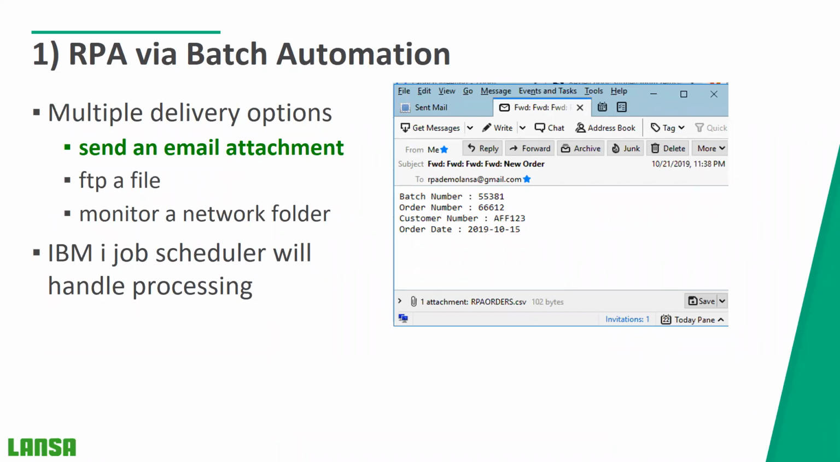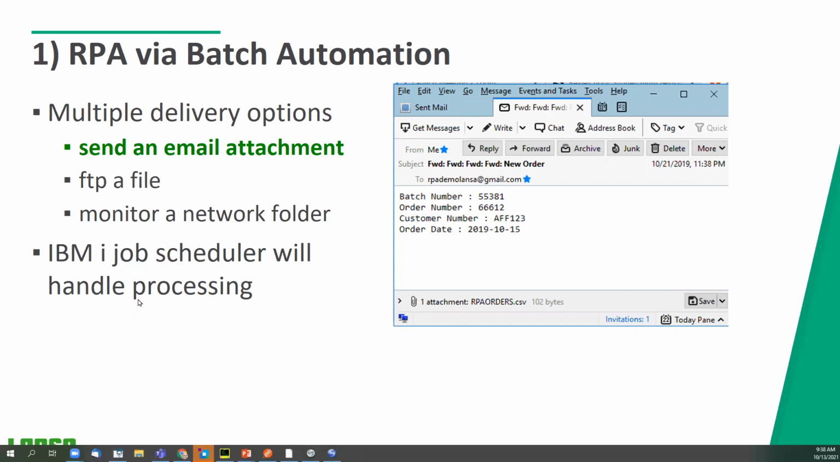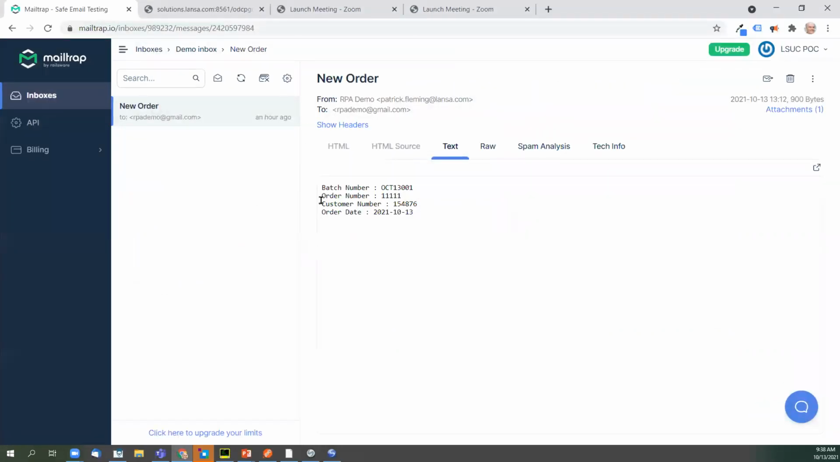So in this example, I'll have the IBM job scheduler handle the processing. So you can see that it's totally automated. So I've got this email. Here's an example of what the email looks like in our email simulator. We've got batch number, customer number, order date. Obviously it has to be formatted because we're parsing this out, and we've got our CSV attachment that's got those order lines.